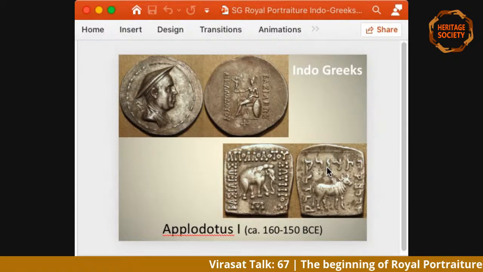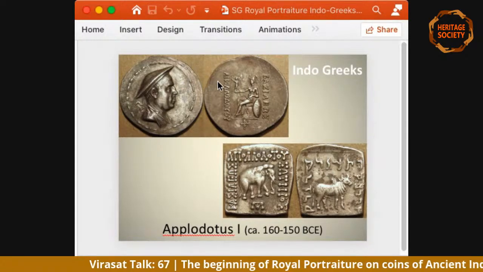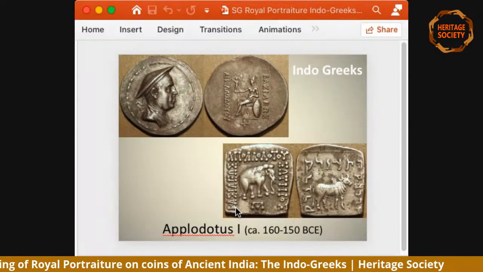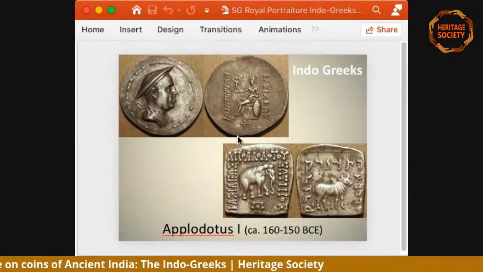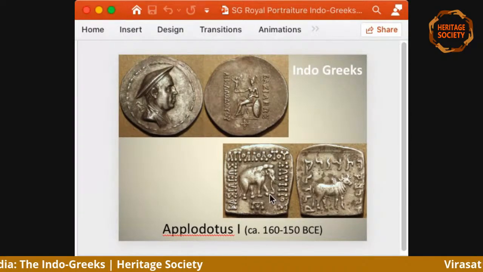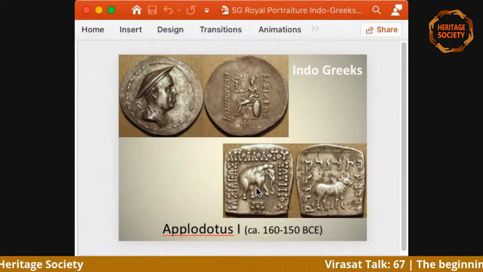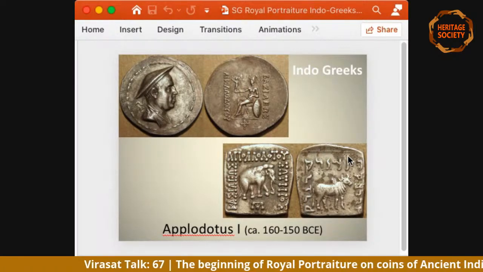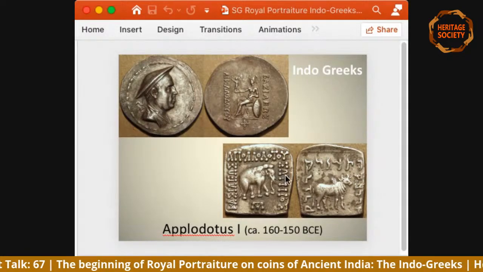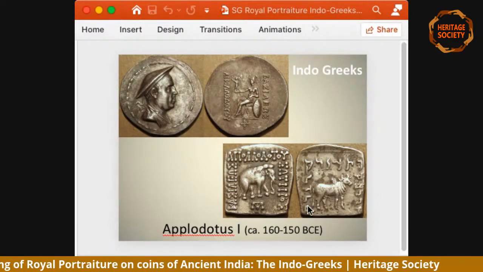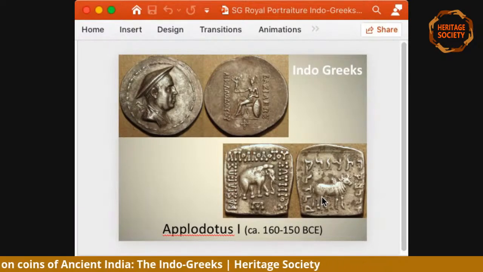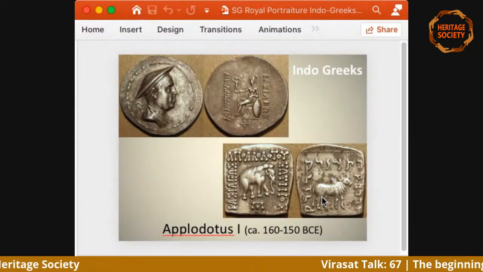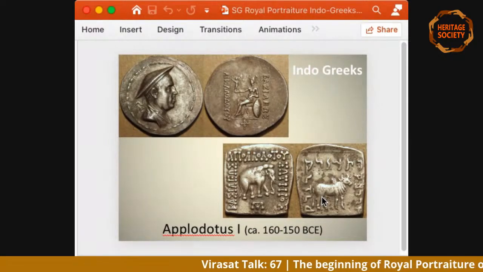Apollodotus, as we see here, the Greek legend, and here the Indianization was complete on the second coin, which has the Greek legend on the obverse with a depiction of an elephant, an Indian elephant, if you please. And on the reverse, you see the same translation of the Greek legend in Kharoshthi script and depicting a bull.